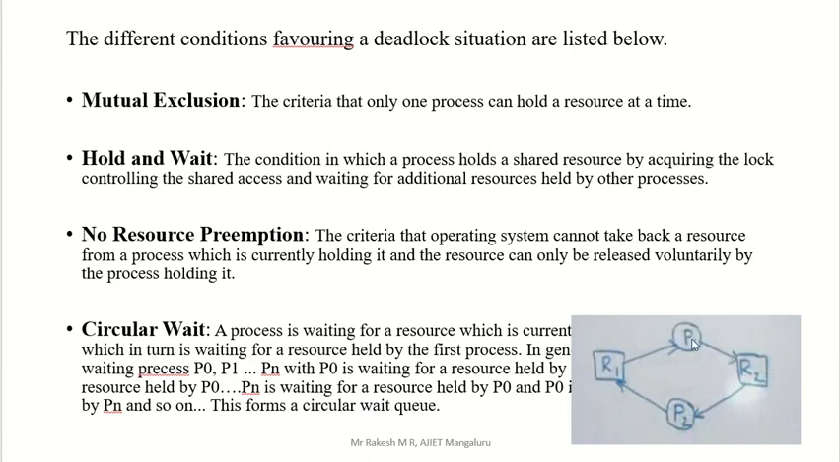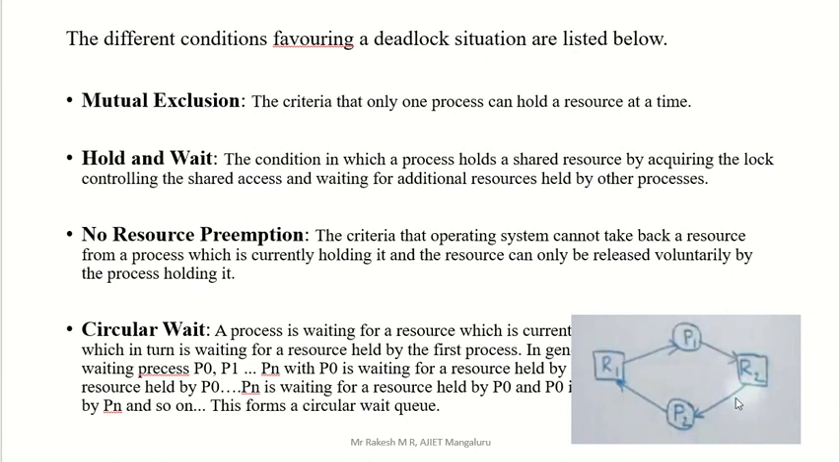That is hold and wait. P1 is holding R1, waiting for R2. Like that, P2 is holding R2 and waiting for R1. So that is a case of hold and wait. Also, there is a circular wait. What is a circular wait? Here you can see a circular form. P2 is waiting for R1, but R1 is given to P1. P1 is waiting for R2, but R2 is given to P2. P2 is again waiting for R1, and R1 is given to P1.